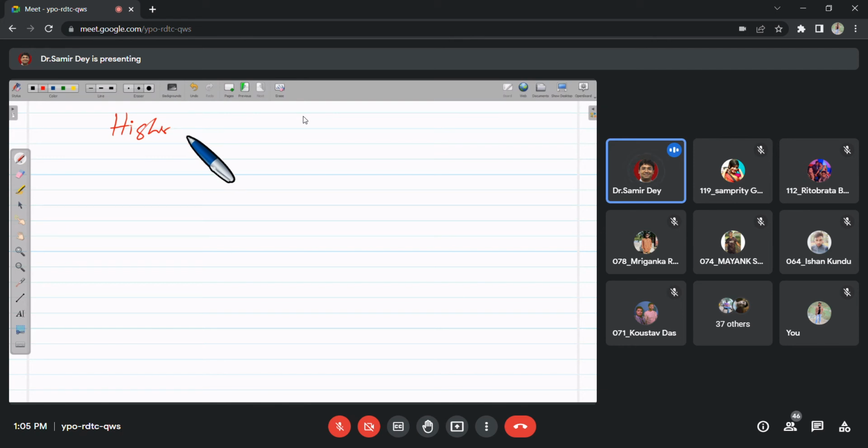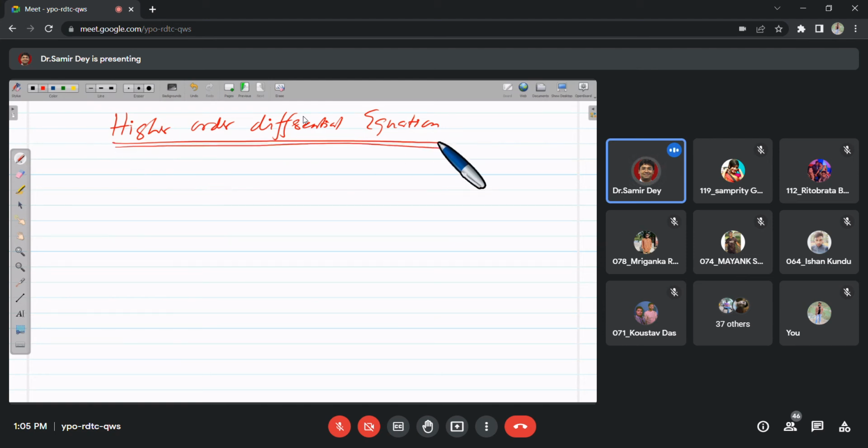Okay, now please write down higher order differential equation. Higher order means where you can see higher derivative. That means d2y/dx square, d cube y by dx cube plus something. Are you getting my point? So this is higher order differential equation.